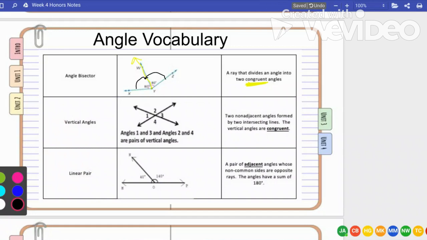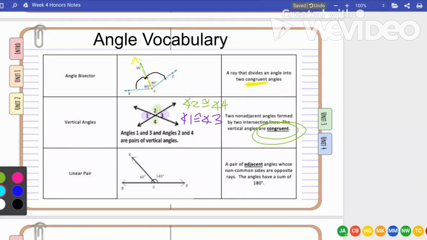Vertical angles are a little different. Okay, vertical angles are made up of intersecting lines. Vertical angles will always be congruent. So in my example, angle 1 and angle 3 are vertical angles that are across from each other. Angle 2 and angle 4 are also vertical angles that are across from each other. Vertical angles will always be congruent. So in this case, angle 2 is congruent to angle 4, and angle 1 is congruent to angle 3.